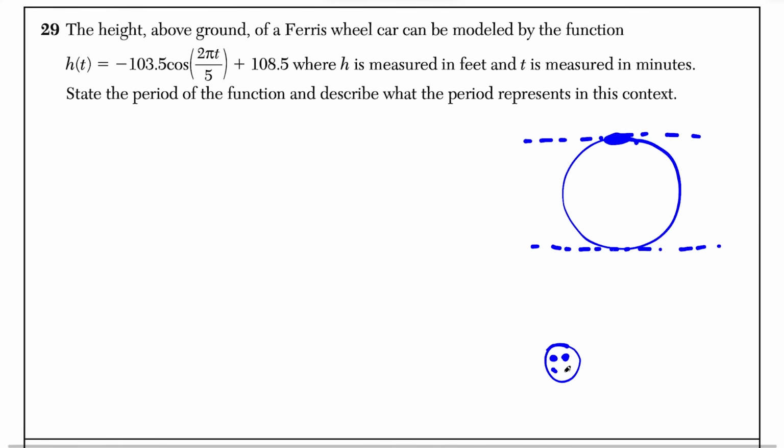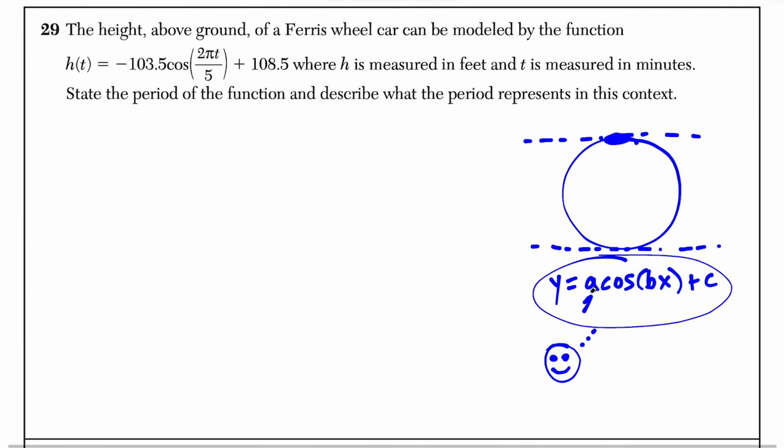Well, anytime we have a trig function in this form here, so I'm going to write it out like this, y equals a times cosine of bx, and then plus c. The value a is the amplitude. The value b here is the frequency. And the value c is the midline. Okay, so that's the midline. But now, what is the relationship between the frequency and the period?